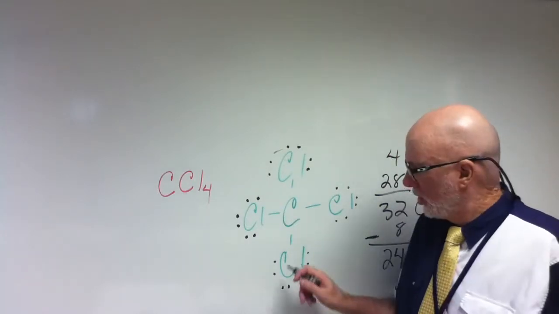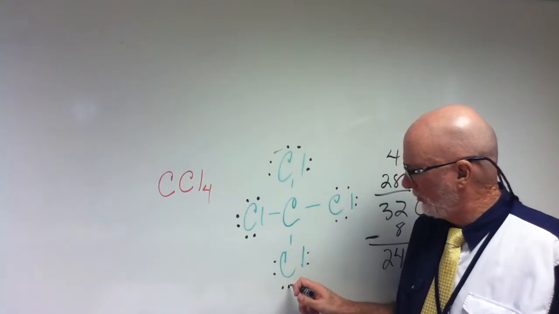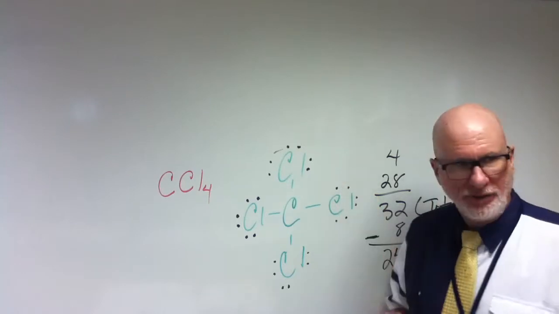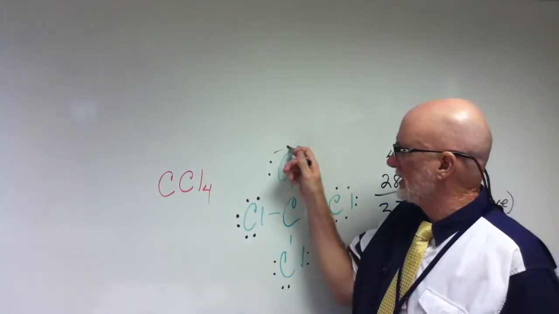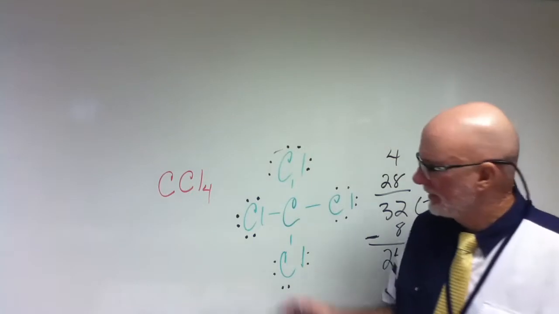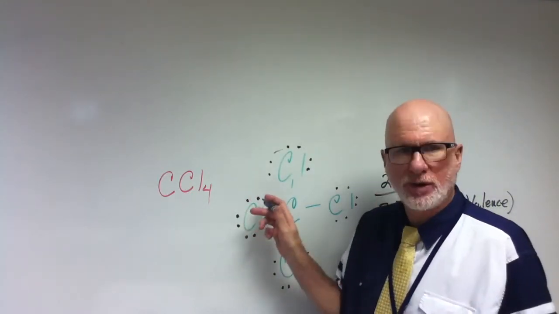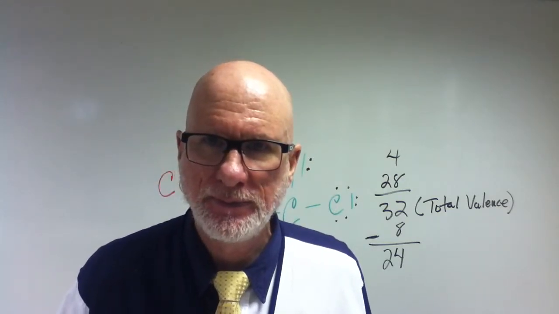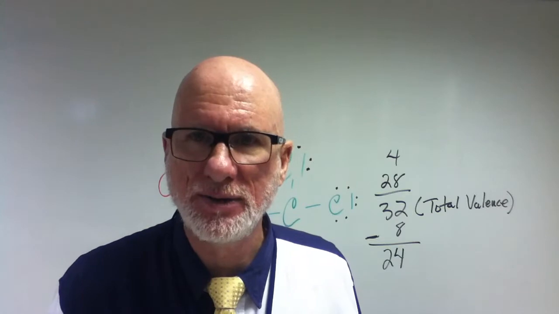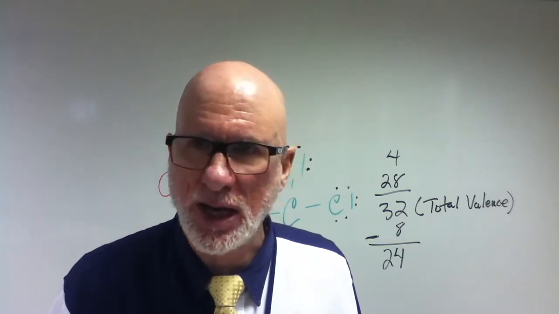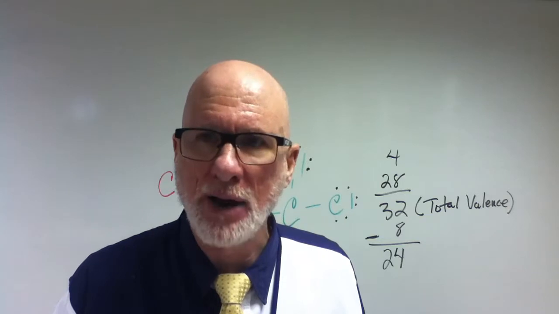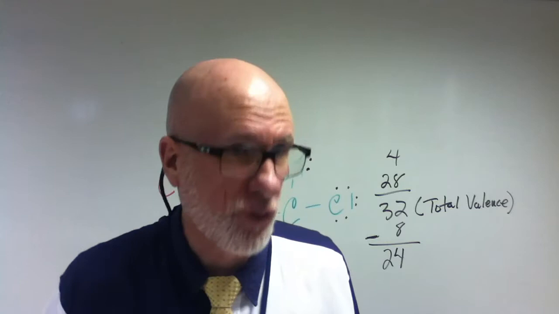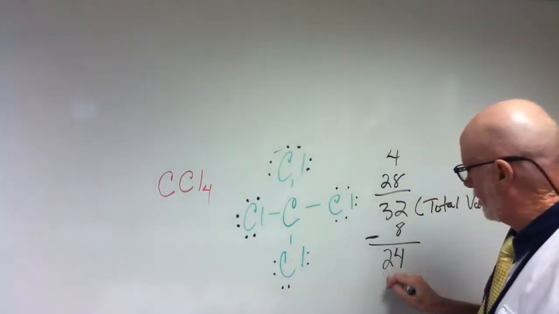Shall we count them? 1, 2, 3, 4, 5, 6. 7, 8, 9, 10, 11, 12, okay? 13, 14, 15, 16, 17, 18, okay? 19, 20, 21, 22, 23, 24. Does 24 equal 6? Stunned, everybody's stunned, okay? How many electrons did I just draw around the 4 chlorines? 24, thank you. 24.